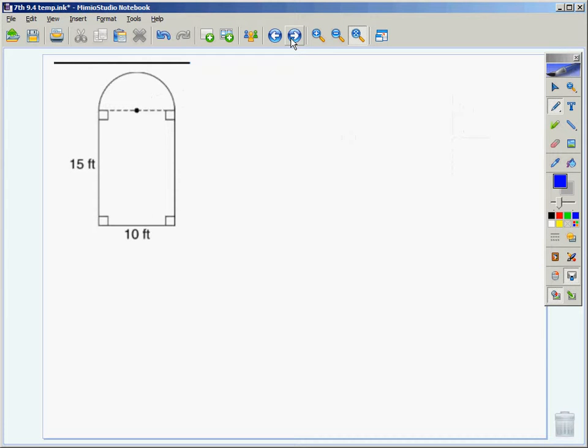Okay. This is number 9. How many shapes? 2. What are my 2 shapes? Rectangle. Area equals base times height. What's my base? What's my height? My area of my rectangle is 150.